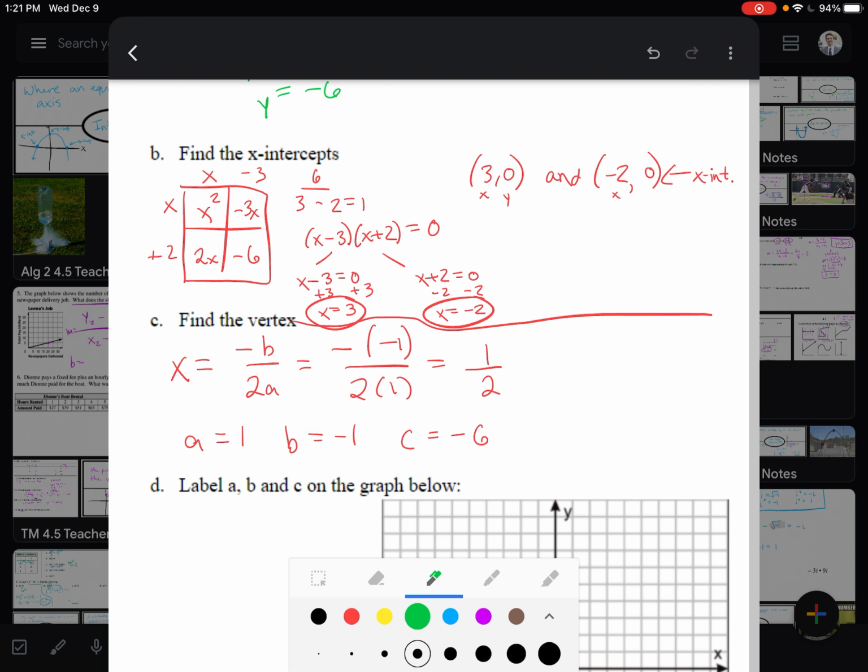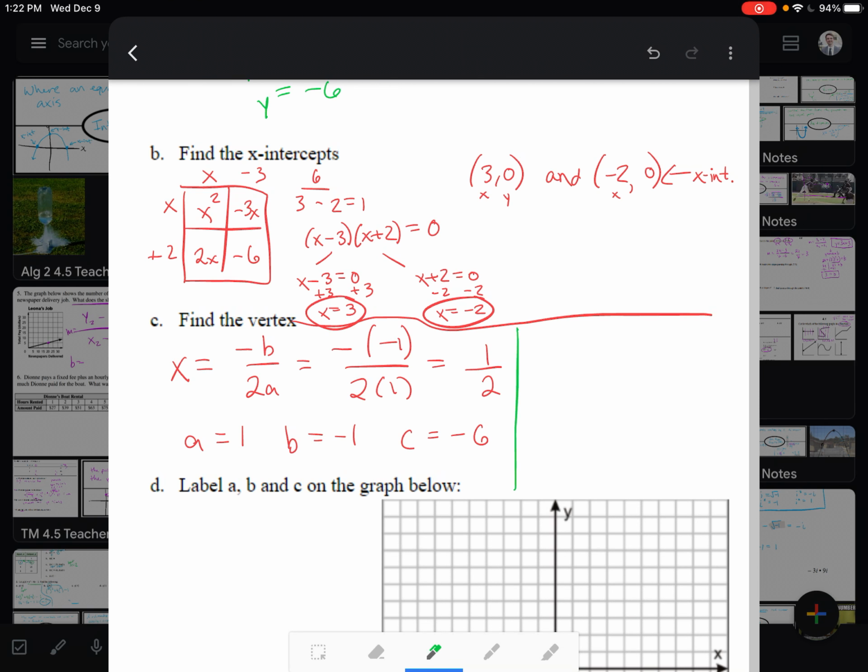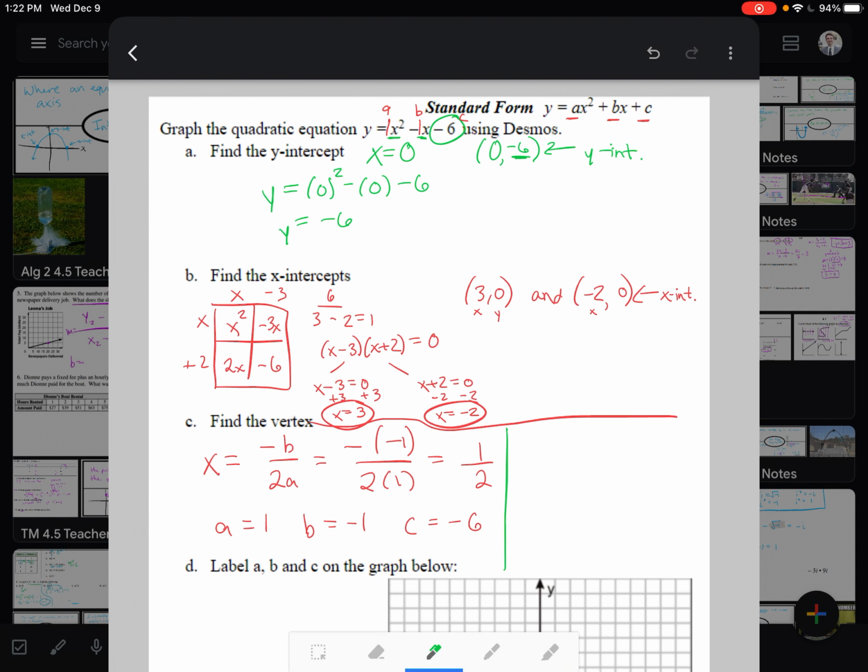We'll do this in a different color here. Christmas theme today. And then we can plug back into x squared minus x minus 6 to find out what y is. So again, we find the x-coordinate of the vertex. We take that x-coordinate right here, and we plug it into the equation to solve for it. So we have 1/4 minus 1/2 minus 6. And again, feel free just to punch that into your calculator. We're just looking for a value that we can graph here. And this is going to turn into -6 1/4, or -6.25.